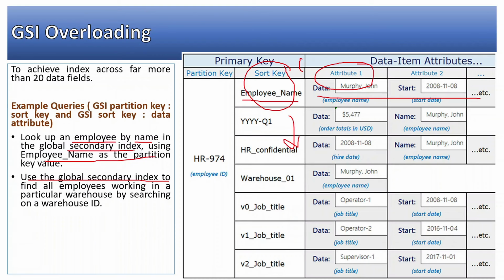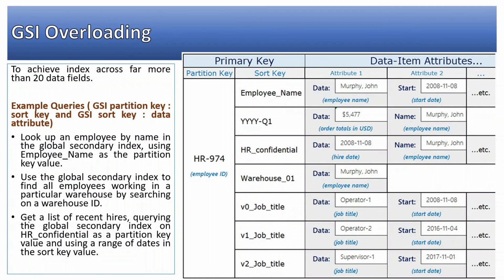Use this global secondary index to find all employees working in a particular warehouse. So I can easily find out how many employees are working in a single warehouse, with the name. That is what it's saying, working in a particular warehouse. I can also get a list of recent hires by finding HR confidential and giving the date range. I can write between and other operators also that I have shown in my other video. So that is how we can make best use of DynamoDB indexes.